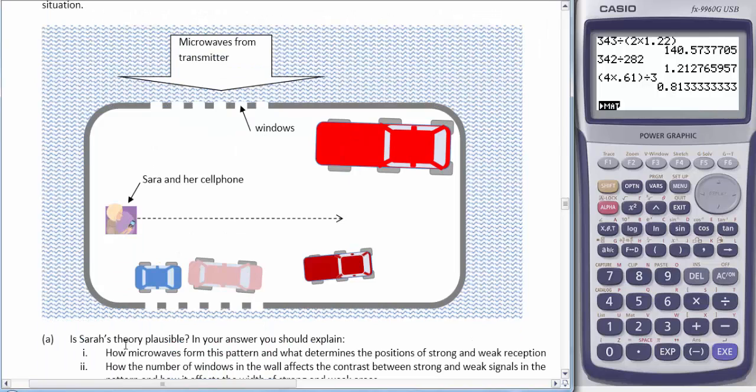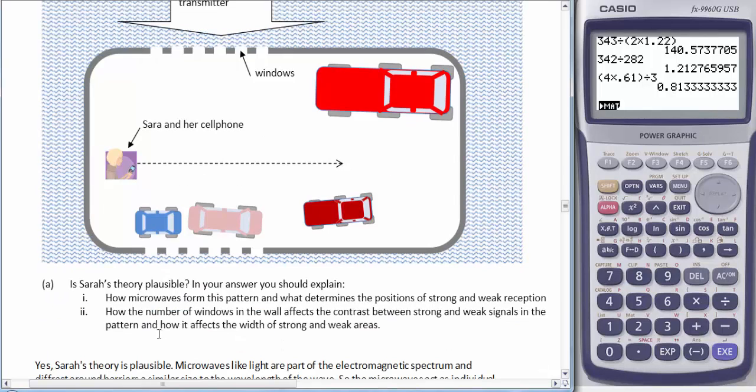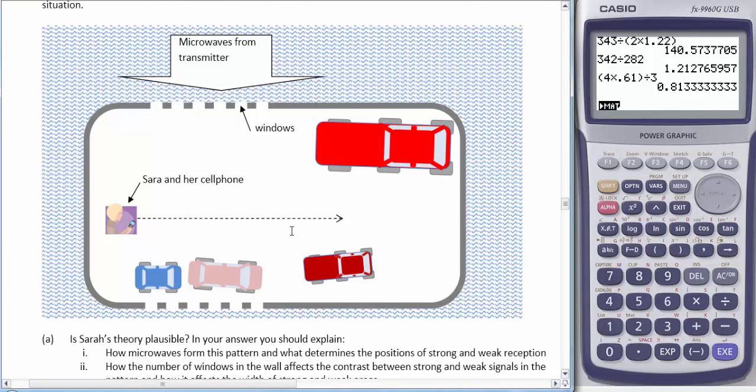Is Sarah's theory plausible? In your answer, explain how microwaves form this pattern and what determines the positions of strong and weak reception, and how the number of windows in the wall affects the contrast between strong and weak signals in the pattern, and how it affects the width of the strong and weak signals. So I is worth an excellence, and double I is also worth an excellence. So there's 2 excellence credits up for grabs here.